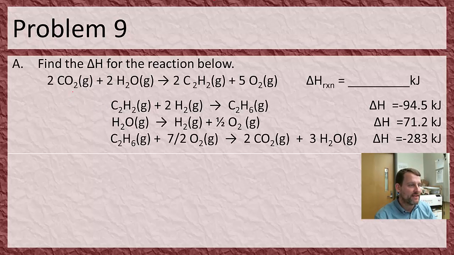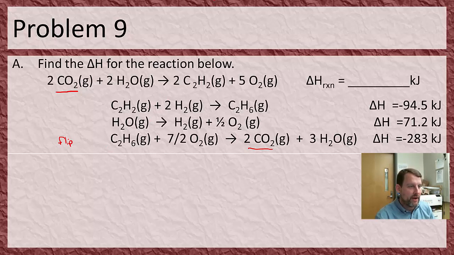So the first thing I like to do is to figure out where everything is and whether I need to flip reactions or not. So I know I need a CO2 on the reactant side of the equation. So I look down here and there's my only CO2. So I know right away I've got to flip this equation because I know I'm going to need this CO2 over on the reactant side. So this one's getting flipped for sure.